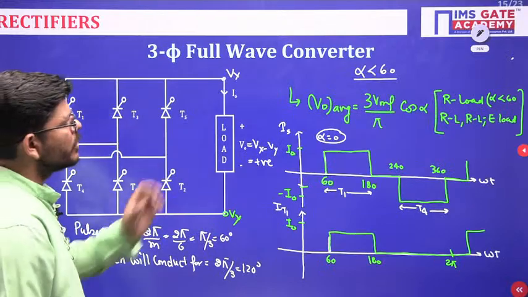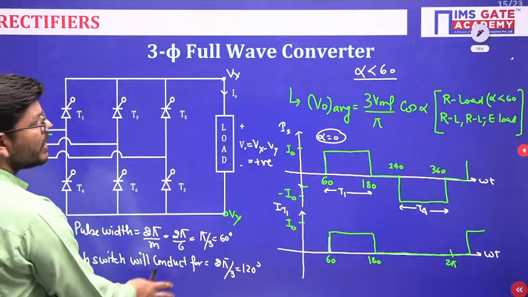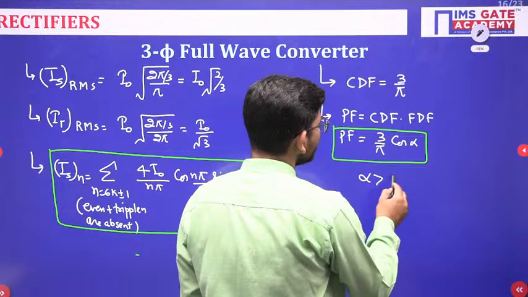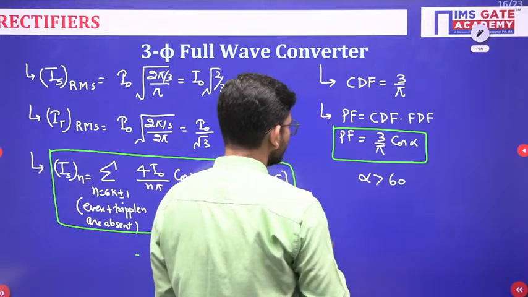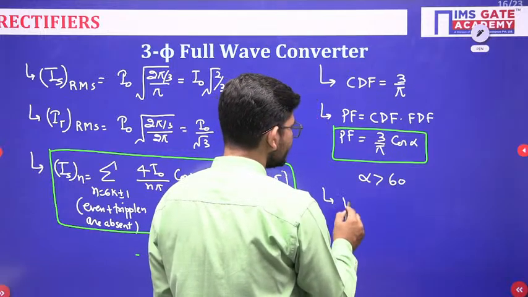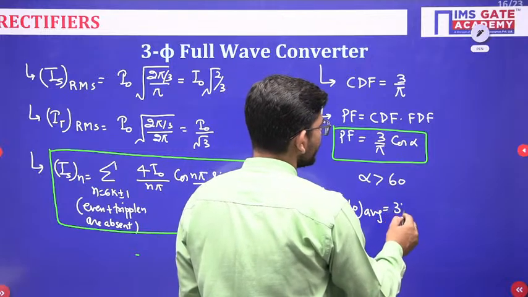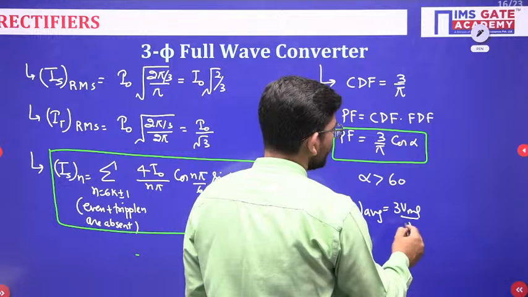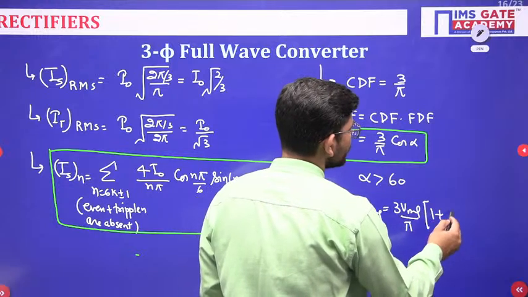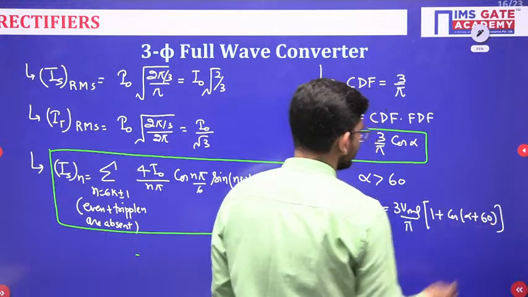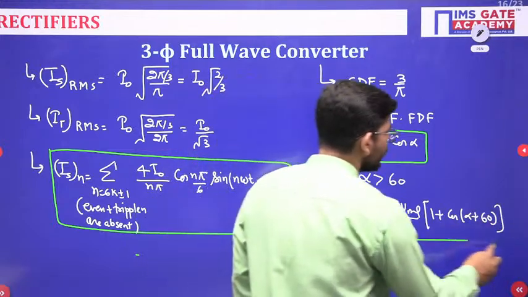The average voltage formula. Now alpha less than 60 we have written. Suppose we have alpha greater than 60, in that case what will happen? If you have alpha greater than 60, then your formula for V naught average will become 3 VML upon pi times 1 plus cos of alpha plus 60. Now that will be the formula.